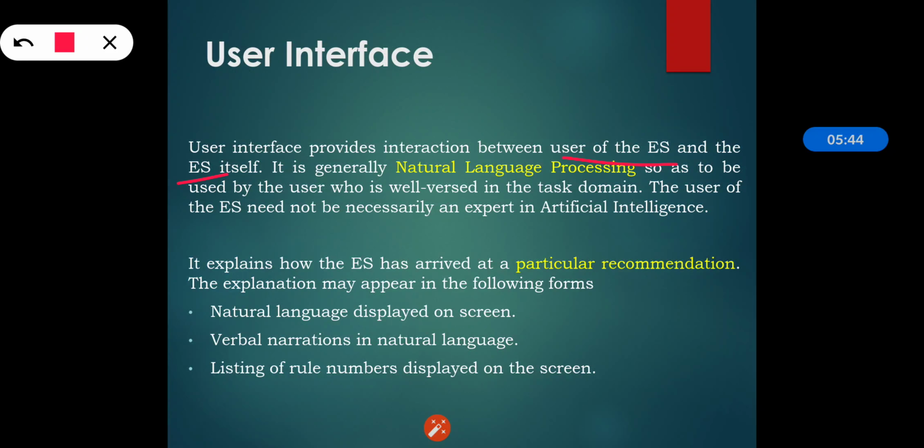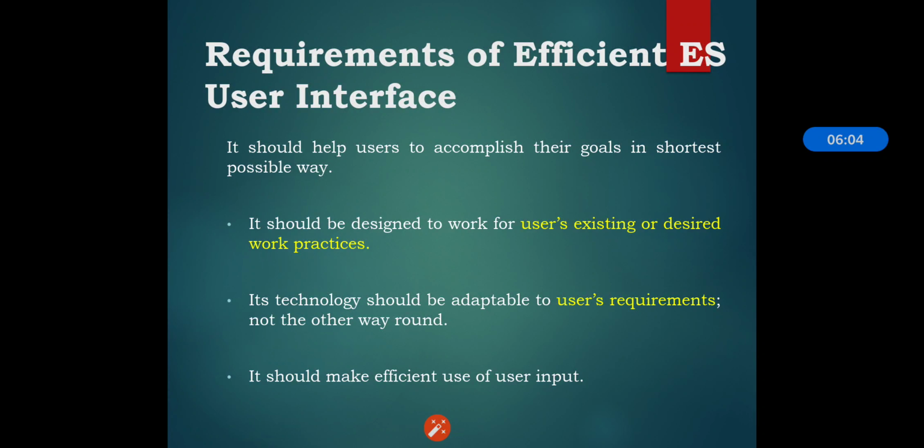It explains how the expert system arrived at a particular recommendation. The explanation may appear in the following forms: natural language displayed on the screen, verbal narrations in natural language, and a listing of rule numbers displayed on the screen. So these are the components of the expert system.